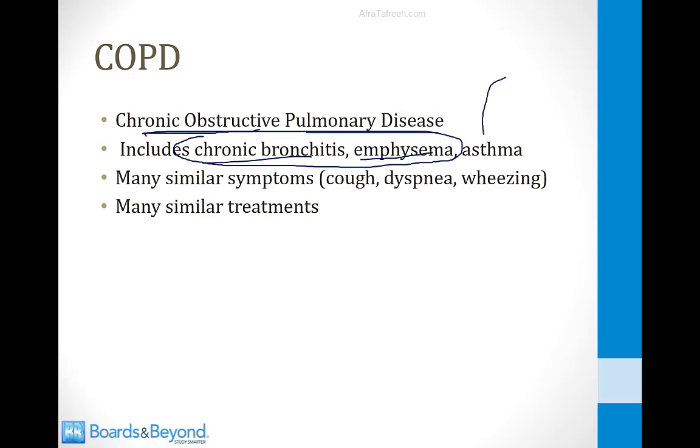Now, in general, asthma is a separate disorder from COPD. There's only one exception. Patients who have very severe asthma that does not reverse between exacerbations are considered to have a version of COPD. Most patients with asthma do not have COPD, but if asthma is left untreated, eventually it becomes a chronic disorder, and then it is called COPD. And the reason we lump these disorders together, like chronic bronchitis and emphysema and severe refractory asthma, is because many of the symptoms are similar, like cough, dyspnea, and wheezing, and many of the treatments are similar. And therefore, we talk about all these disorders in the modern era as being under the heading of COPD.